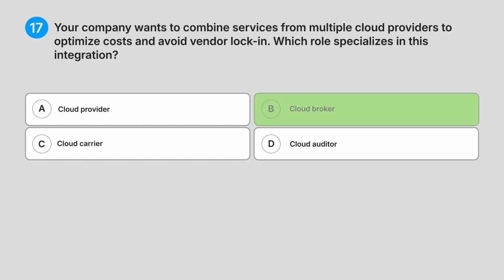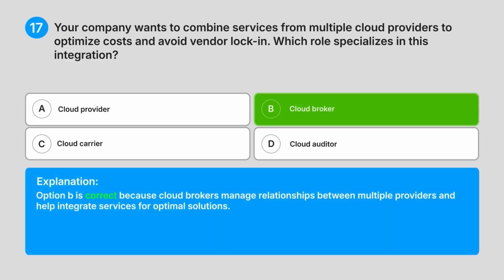Correct answer, B. Cloud broker. Explanation: option B is correct because cloud brokers manage relationships between multiple providers and help integrate services for optimal solutions.